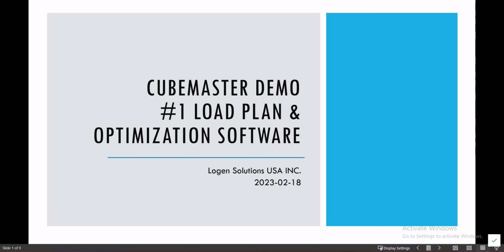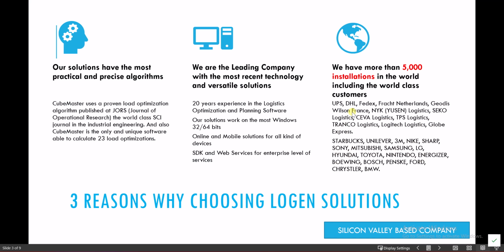I'm gonna show you a demonstration of CubeMaster Online. This is presented by Logen Solutions USA, using CubeMaster Online, which is the number one load plan optimization software. We are located in Silicon Valley, California. We have more than 5,000 installations in the world, and we have 13,000 subscribers.